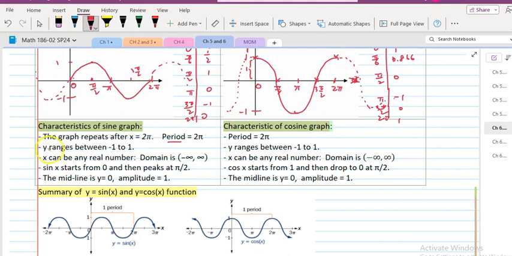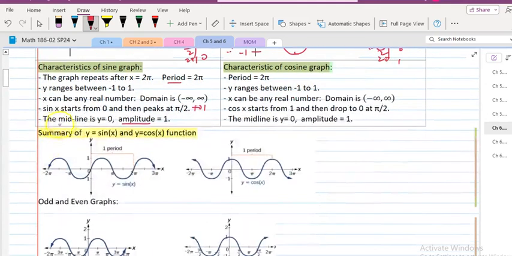Okay. Y ranges from negative 1 to 1. X can be any number, negative infinity to infinity. Sine x starts from 0 and then peaks at pi over 2 at 1, right? So it's very similar to cosine. Cosine peaks at the beginning and then drops to negative 1. But sine starts from 0, drops back to 0 after hitting the first local maximum, and then drops to a local minimum and goes back. Okay, the midline is y equals 0. Again, the amplitude is 1. How far away it is from the midline is 1.